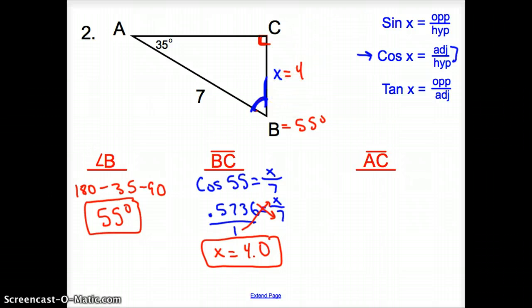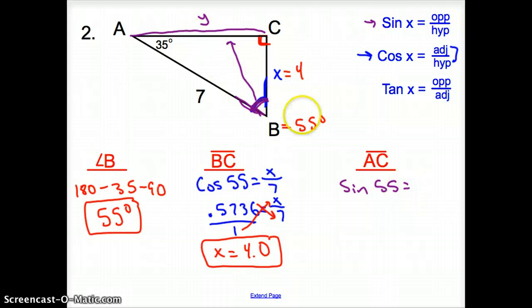One more side we have to find, and that is AC. AC is from A to C, right? I'm just going to label that Y to make things a little bit simpler. I'm going to stick with my same angle B. Now we have opposite, and we were given the hypotenuse, so I'm going to use the hypotenuse. You could use 4, by all means. What gives us the opposite and hypotenuse? That is going to be sine. So I'm going to take sine of 55 equals opposite, which is Y over 7.